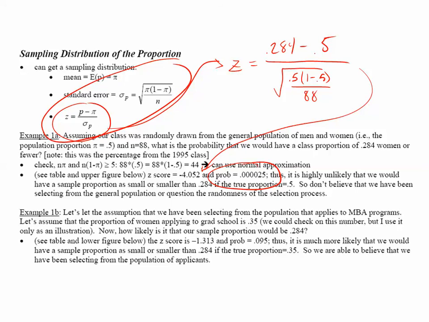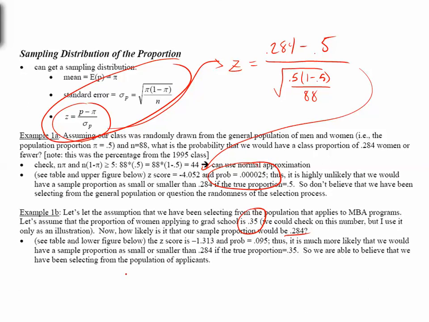Well, let's assume that the population that we're drawing from is not equally split between men and women. And in fact, this is more often the case, that MBA programs and business programs in general have a pool of applicants that's about 35% women rather than 50% women. So now we want to know what's the probability of getting 28% women when we expected 35% women.